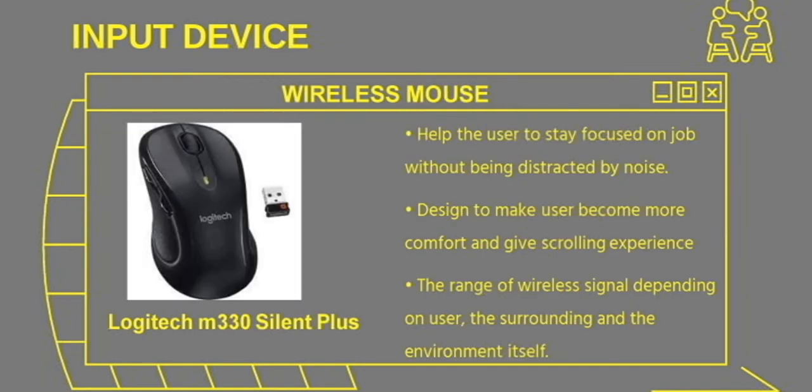For the wireless mouse, we choose the Logitech Silent Plus. It is because this type of mouse will help the user stay focused on the job without being distracted by noise. The mouse is designed to make the user more comfortable with the scrolling experience and control of the mouse. To connect with the PC, insert the USB receiver into the PC to get started. The range of the wireless signal depends on the user, surroundings, and environment itself.